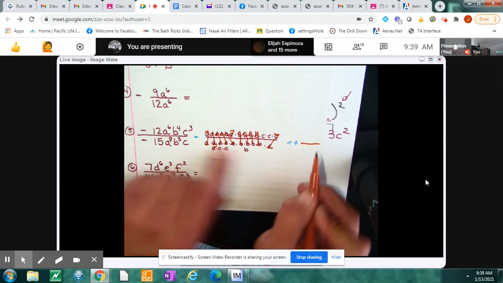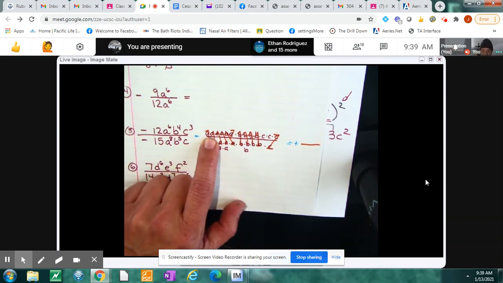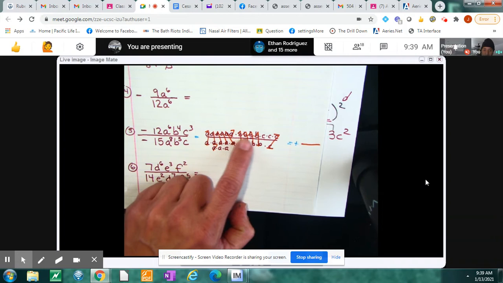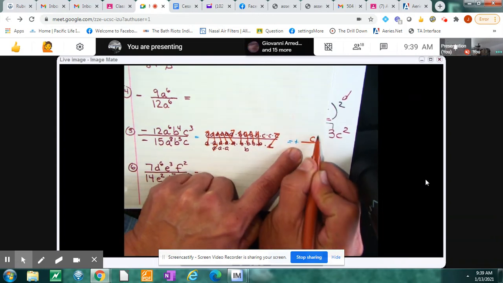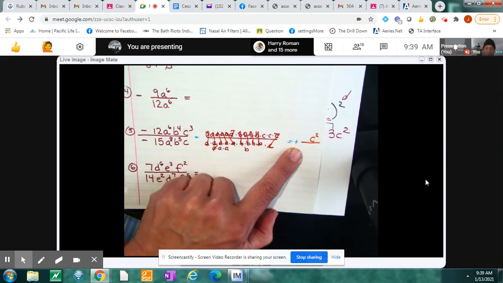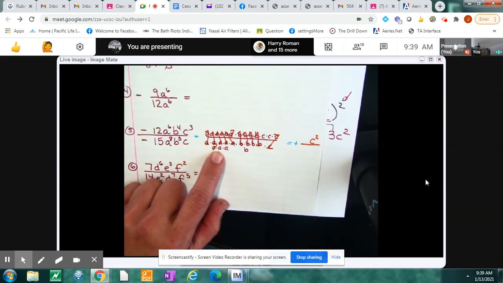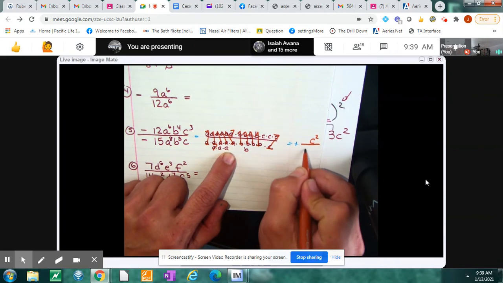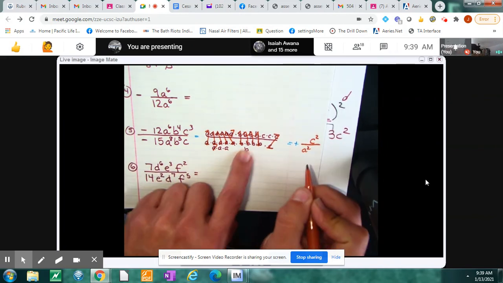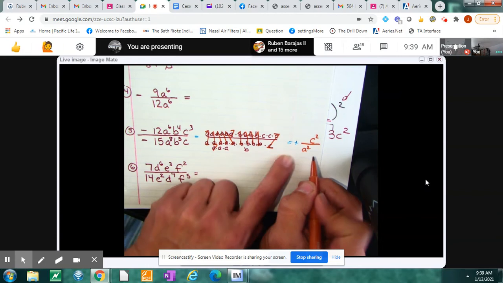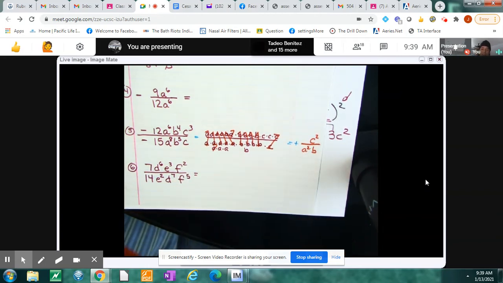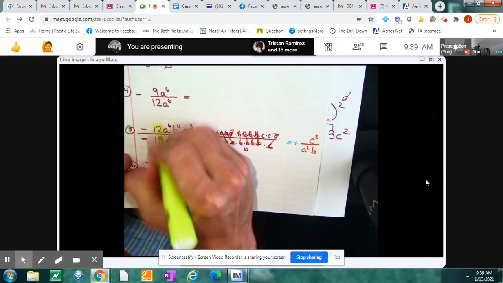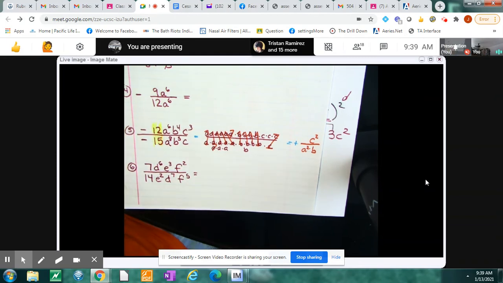So now, how many? Let's look at the numerator. I got no A's, no B's, but I got C times C, which is C to the power of 2. Okay, how about A's? A times A, that's A to the power of 2. And then B in the bottom, I only have 1. See that? So now what I got to do is I got to do the 12/15.